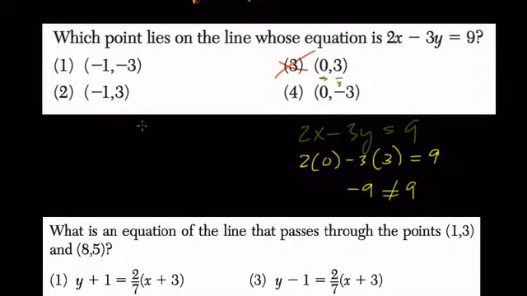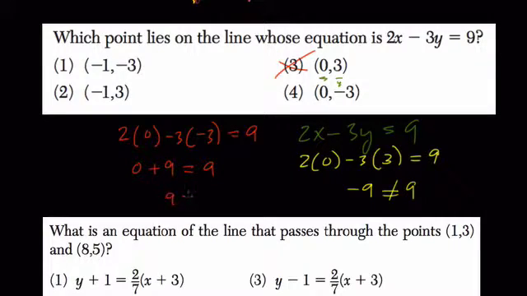Let's try choice 4. We have 2 times 0 minus 3 times -3. Does that equal 9? 2 times 0 is 0. Minus 3 times -3, or plus 9. And that does equal 9. 9 equals itself. So that's choice number 4.